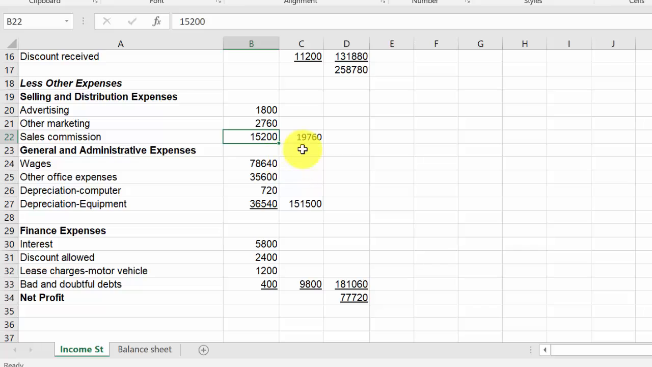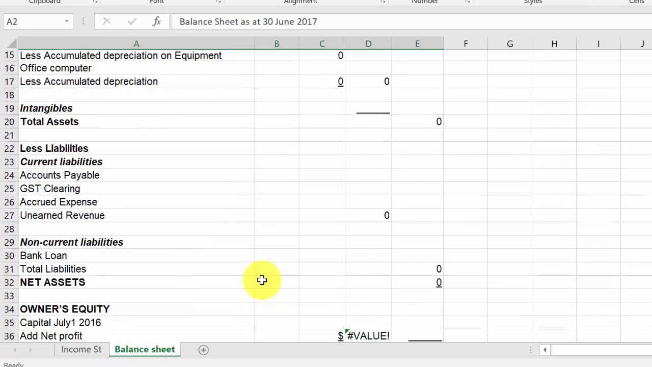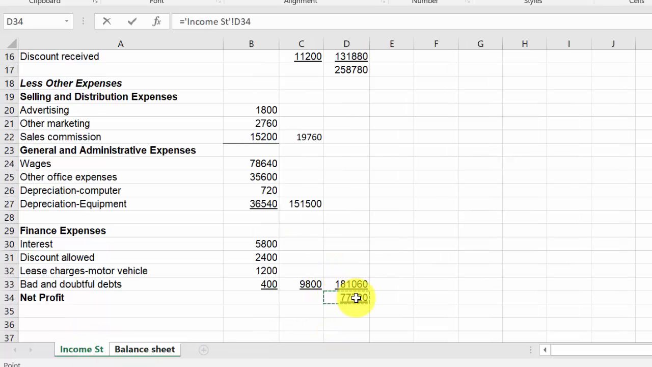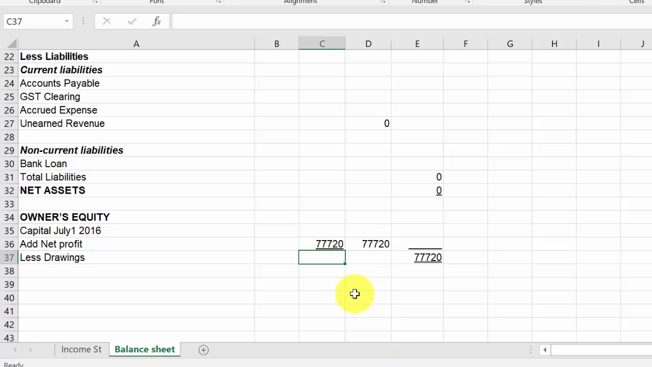Every time I make a calculation, I should underline. So I've got three subtotals underlined there, the total expenses there, giving me a net profit of 77,720, and that feeds in straight away into my balance sheet, as you can see there. It's not liking it for some reason. The net profit is equal to, I don't know why that's changed, but anyway, there it is.